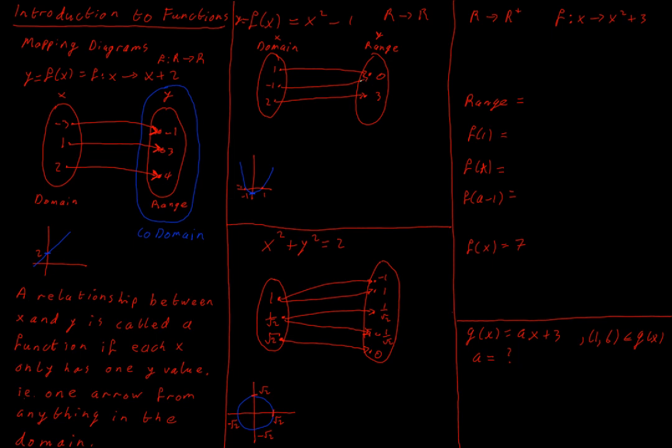And one of the ways that we can test that this is a function, that I meant to mention for the previous one as well, is that we can draw a vertical line through any point in our function, and it will only cross once.